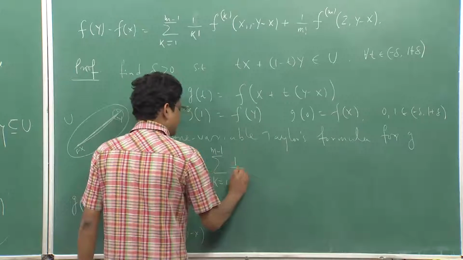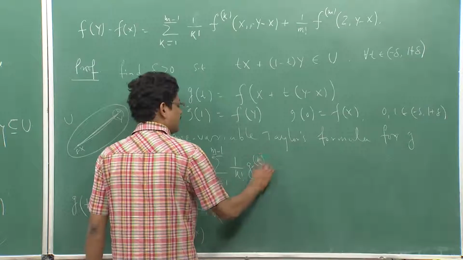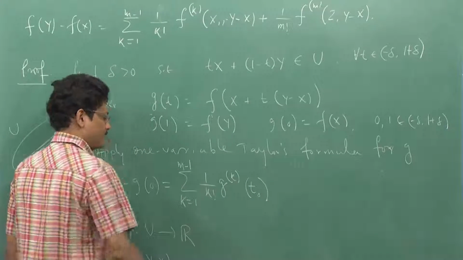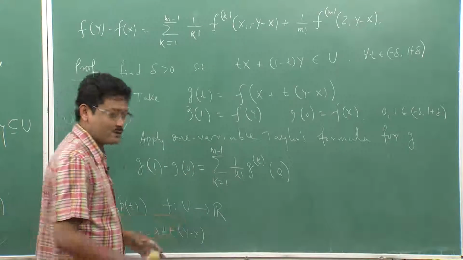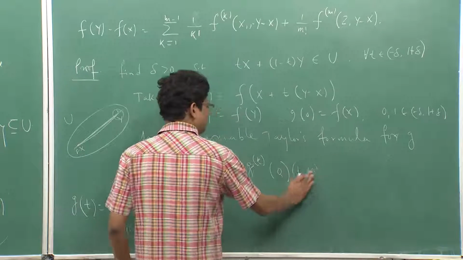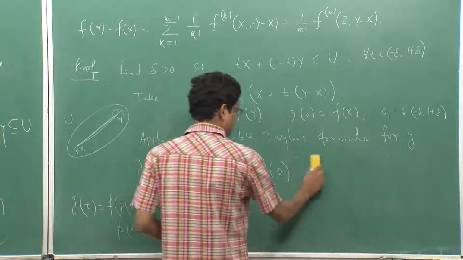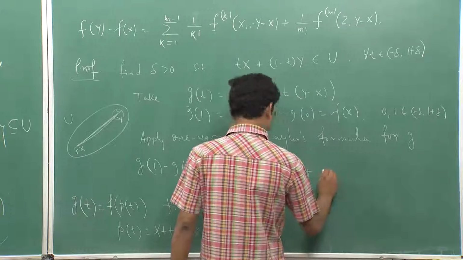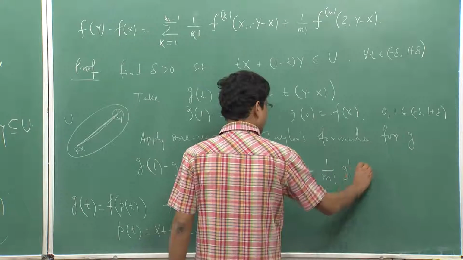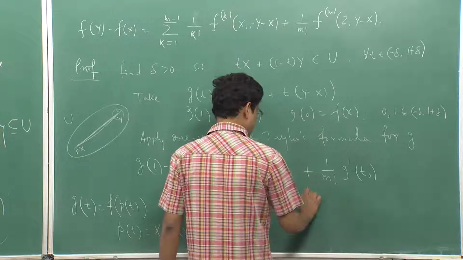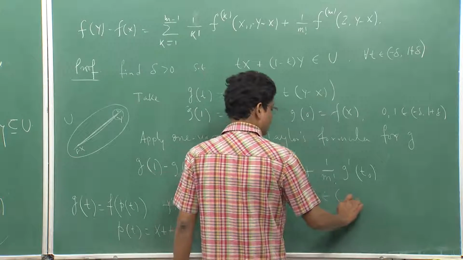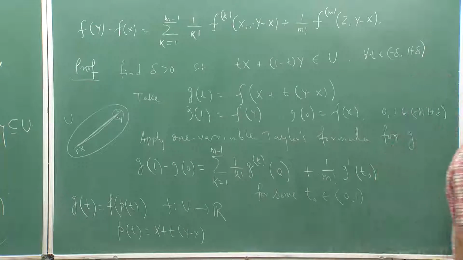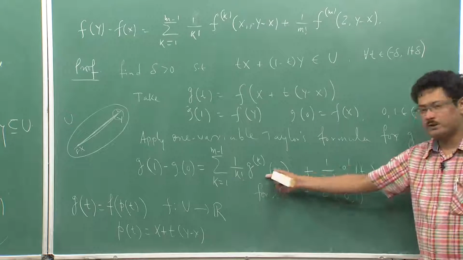So, I will write it was 1 by k factorial, k-th derivative of g at 0, 1 minus 0, okay, fine, 1 minus 0 is 1. So, I should have 1 minus 0 here, but 1 minus 0 is 1. So, this part plus the error part 1 by m factorial g^(m)(t naught) for some t naught in 0 to 1, correct. Now, what I have to do to get this formula, I have to see what these fellows are.